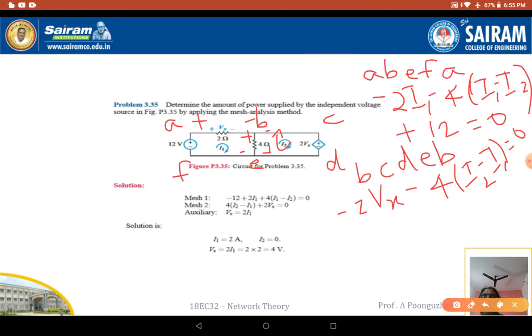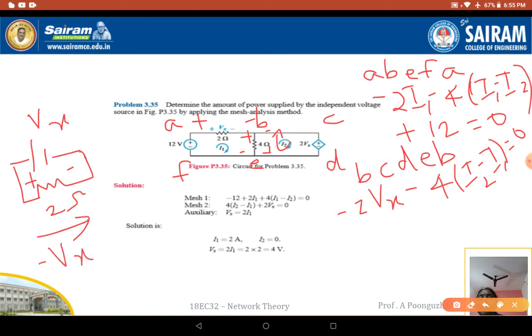So to find that Vx, you take this Vx here, this is your plus, this is your minus, this is Vx. Across this Vx you have your 2 ohm resistance. Current is flowing in this 2 ohm resistance like this. That means that this is plus, this is minus. Now apply KVL. So plus 2 minus is going to be minus Vx. Minus 2 plus is going to be your plus 2. Current flowing through this 2 ohm is going to be your I1 is equal to 0. That means Vx is equal to 2I1.